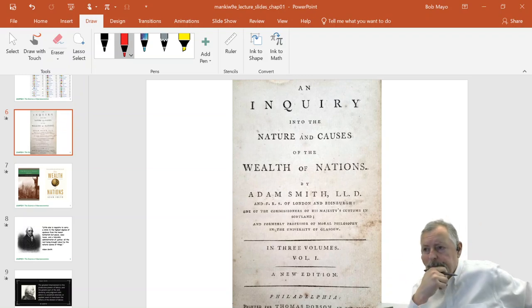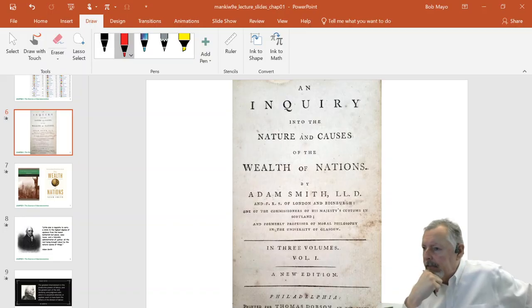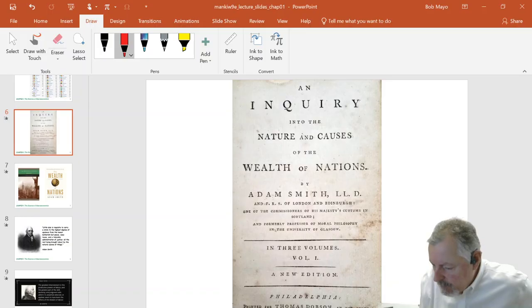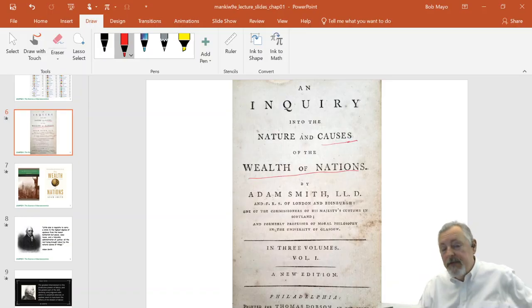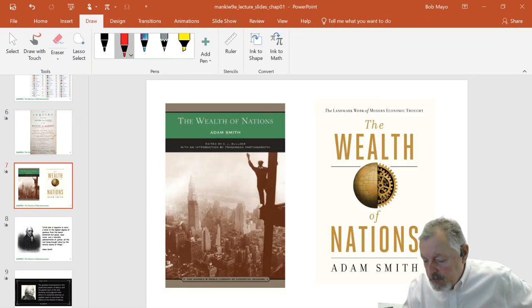Adam Smith wrote An Inquiry into the Nature and Causes of the Wealth of Nations. Frequently, we just call it The Wealth of Nations, published in 1776. And he was one of the first to try to answer this question in a meaningful way. What are the causes of the wealth of nations? Why are some rich and poor? This is a classic book. It's been republished many, many, many times.